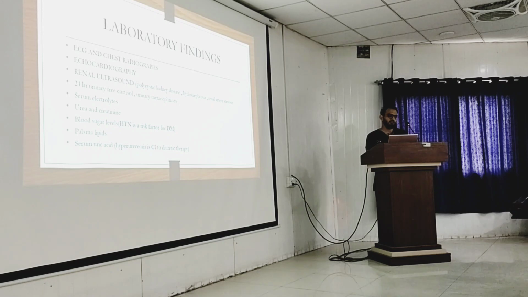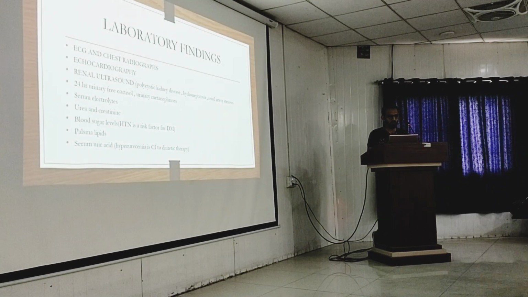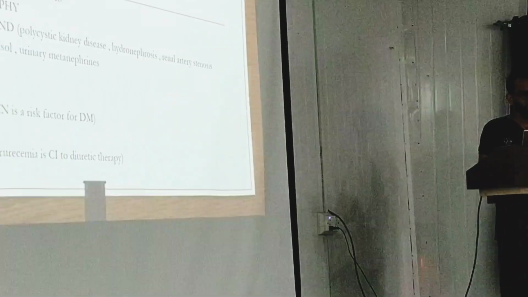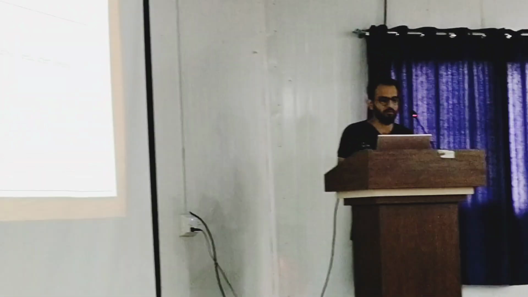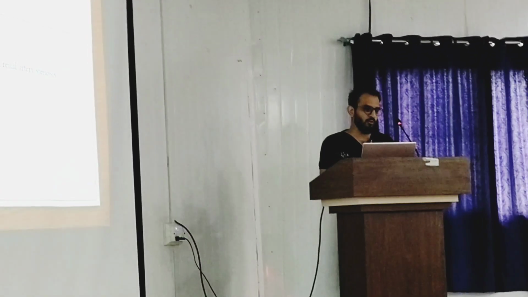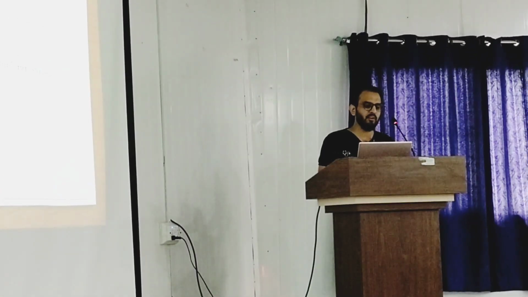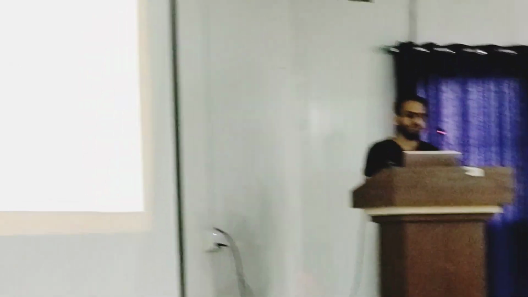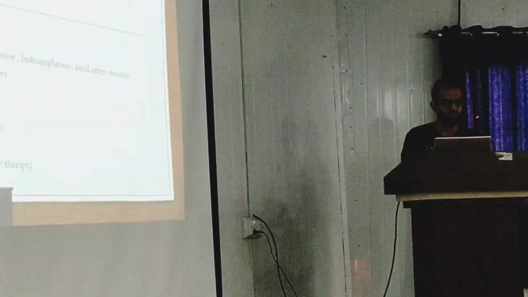Laboratory findings could be the ECG and chest radiographs. ECG to look for left ventricular hypertrophy or other findings, and chest radiographs to see the portion of the aorta and other things. Echocardiography, renal ultrasound to rule out polycystic kidney disease, hydronephrosis, renal artery stenosis.